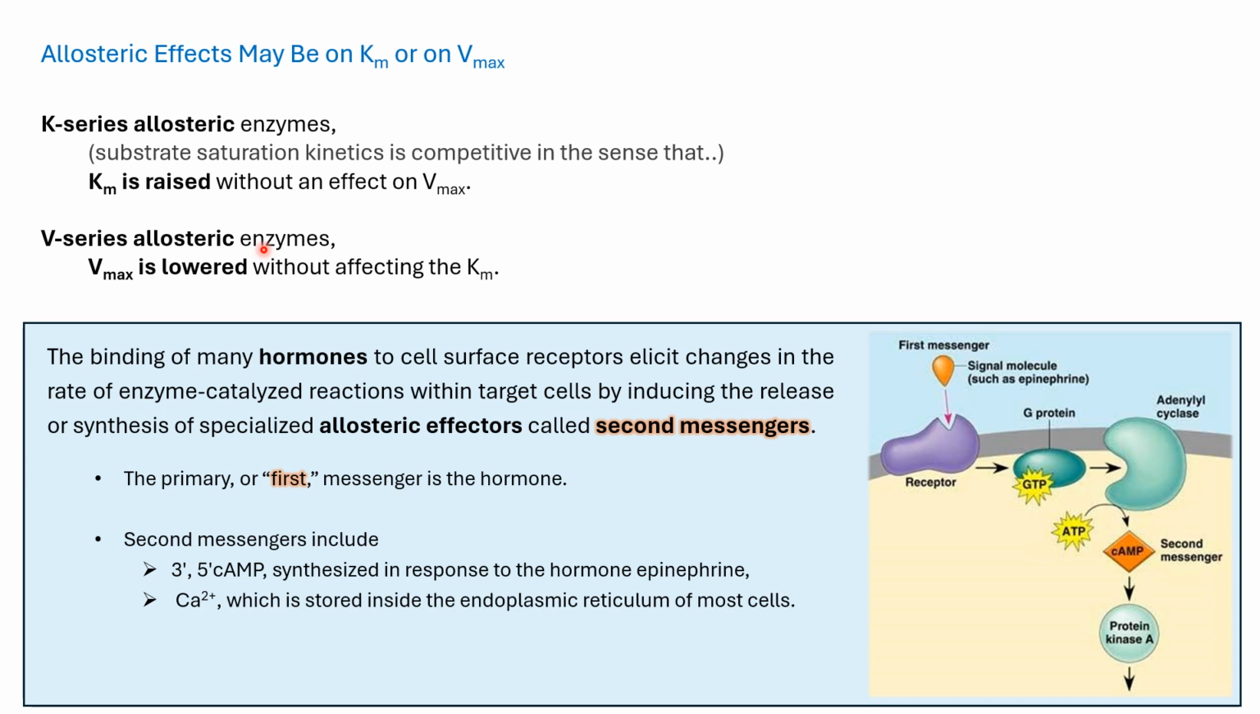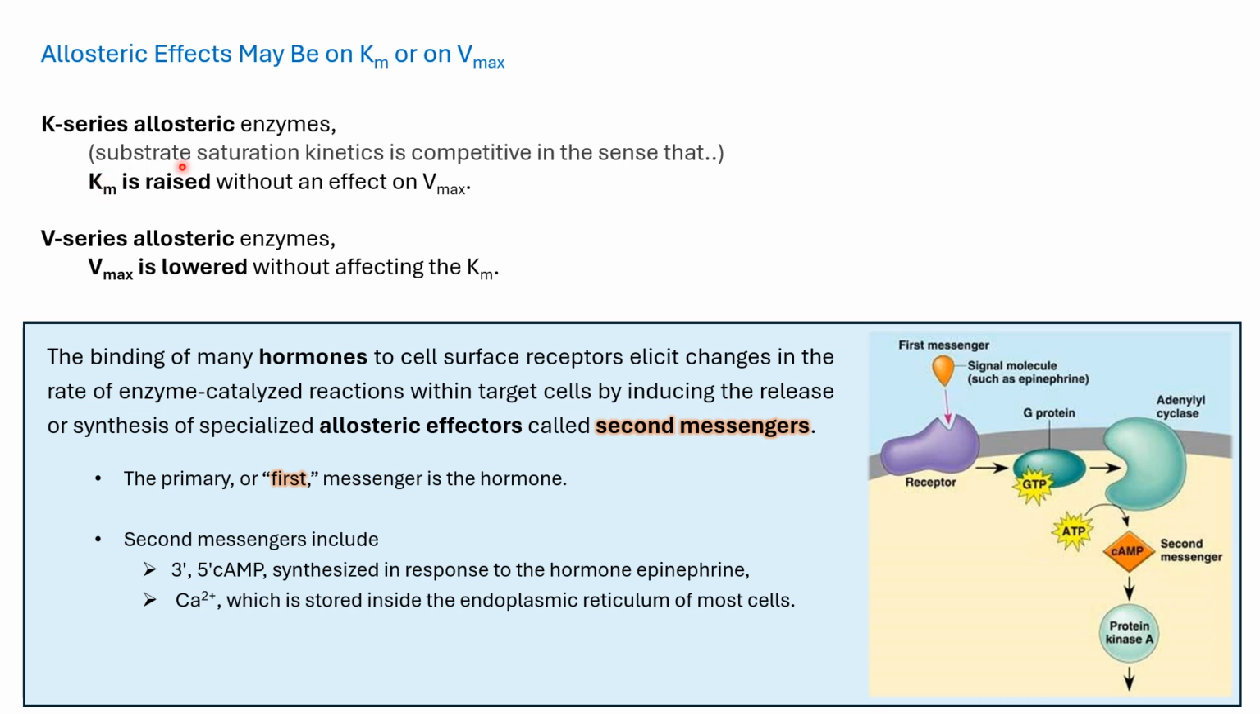So a K-series allosteric enzyme is one where the Michaelis-Menten constant Km is raised without having any effect on the Vmax, the maximum initial velocity that enzyme can function at, or at the highest substrate concentration. So a high Km means that the enzyme will be attenuated, its rate will be slowed down, because high Km means that you need more of the substrate in order to have the same reaction rate.